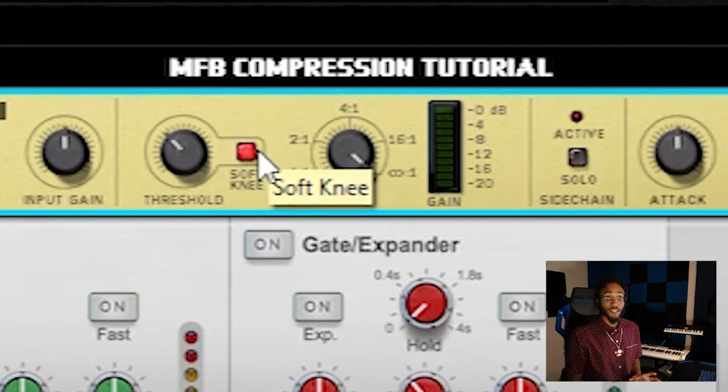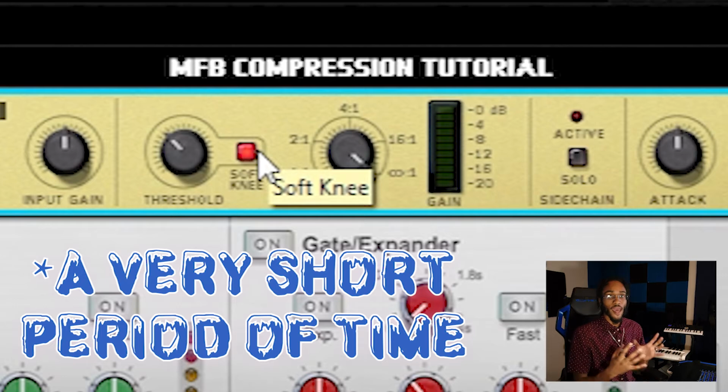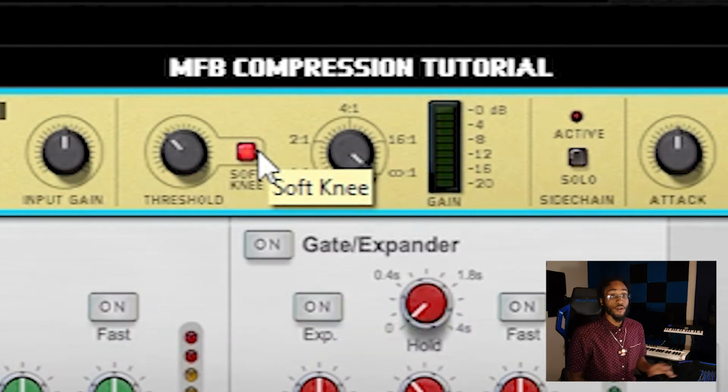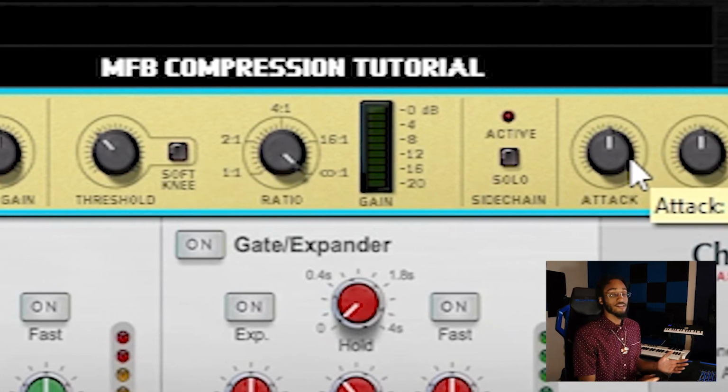Turning on the soft knee allows the compression to process that signal over a period of time rather than making it happen instantaneously. Now, the soft knee correlates very much so with the attack, which we'll get into next. So some people don't really use the knee that much because they believe that the attack and the release do that job better. But it's really up to you. So now let's talk about the attack.